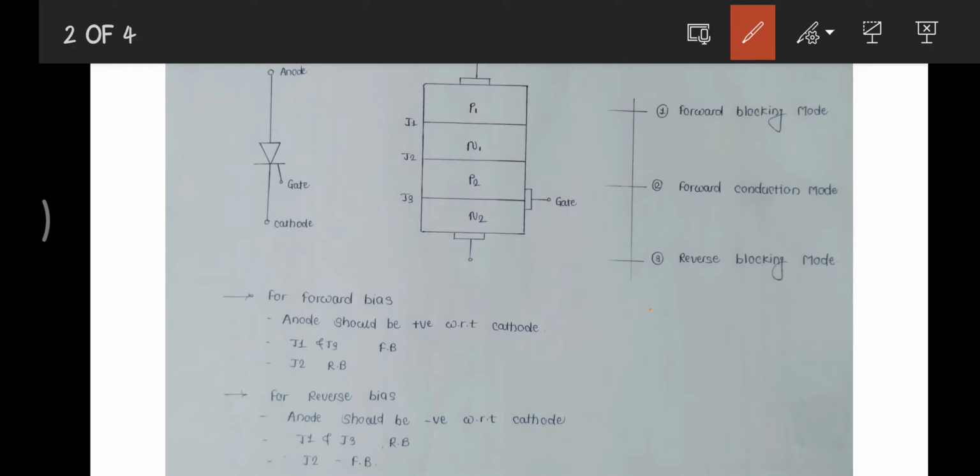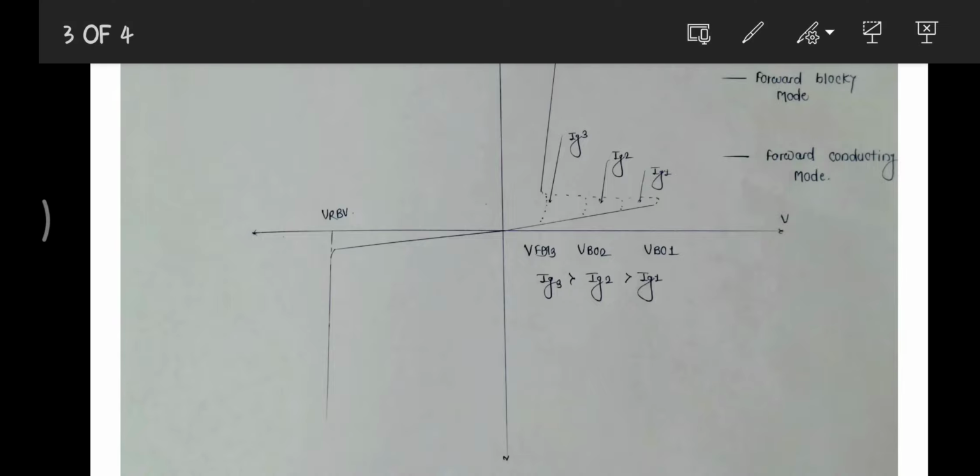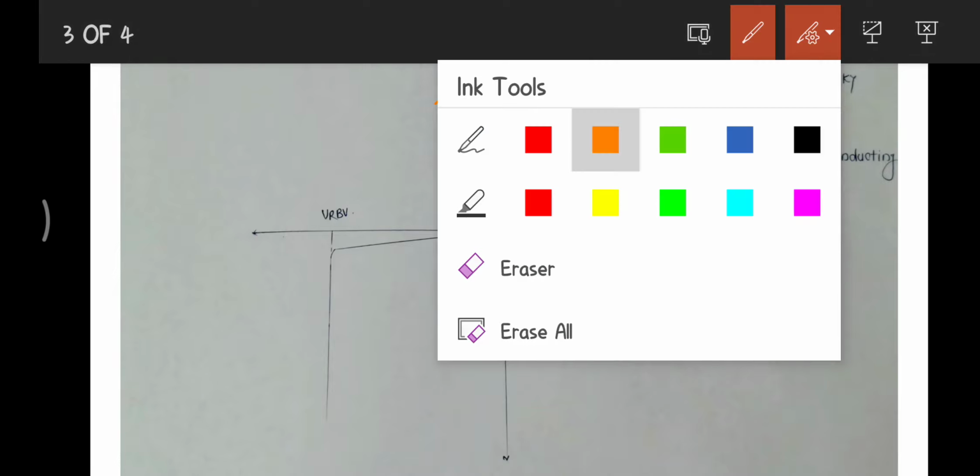So this scenario happens in this whole slide. Next, we have to see the characteristics of SCR. Here are the two axes: voltage and current. As I said earlier, I will remove this here.